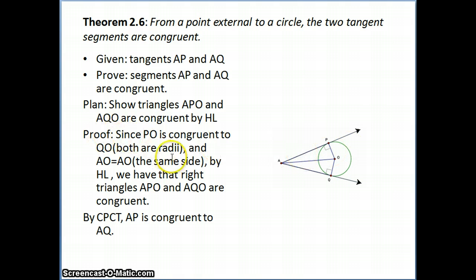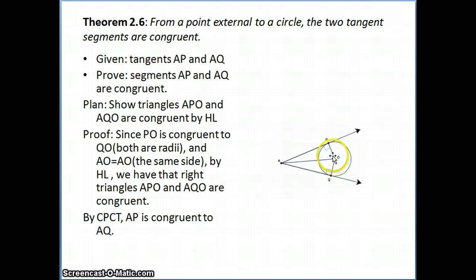In the proof I give here, I try to prove these two triangles APO and AQO are congruent. First of all, they are both right triangles, by the definition of tangent. Since AP is a tangent, OP is perpendicular to AP, and similarly OQ is perpendicular to AQ. So these are both right triangles.